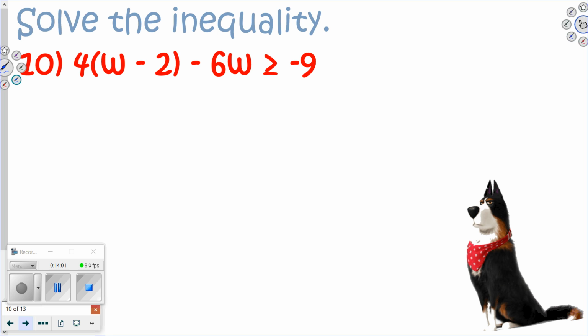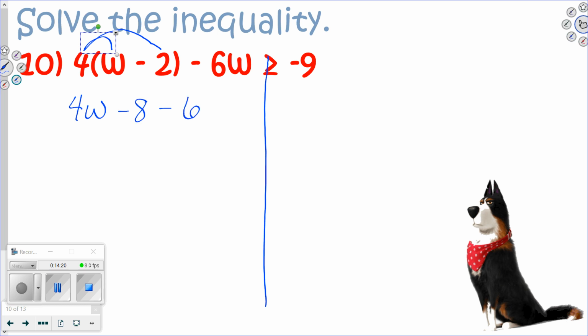All right. Is this going to be much different? What do I do? Yeah, we just distribute first. All right, so we get 4w. Here we go. So minus 8. Bring down the minus 6w. Greater than or equal negative 9. So anytime you have a chance to distribute, we always want to do that first.